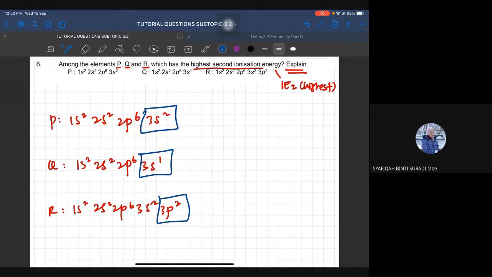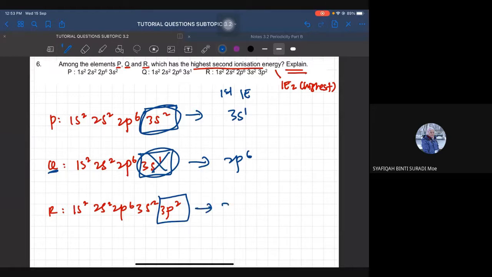Okay? Okay. Sekarang ni kalau kita tengok untuk first IE, kita akan remove daripada 3s2 ni. Okay? So, kita akan dapat, baki ni kita akan dapat 3s1. Okay? And then, untuk yang Q ni, kita remove daripada 3s1. So, 3s1 dah tak ada. So, dia akan jadi 2p6. Okay? And then, first IE, first electron, kita remove daripada 3p2 ni. Okay? Alright. So, dia akan jadi 3p1.